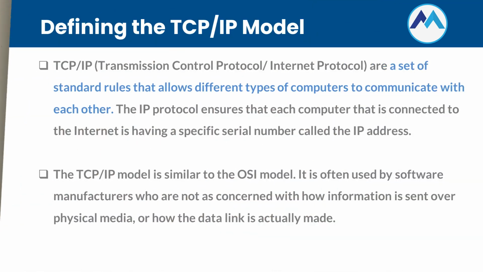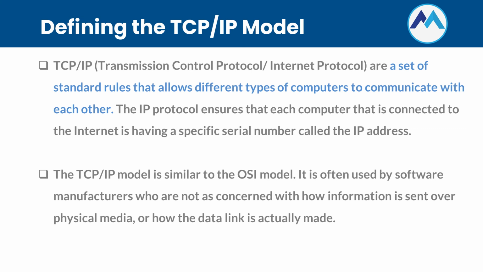Then as we come to the end of this lesson, it's also good that we define the TCP/IP model. We have just looked at the OSI model, and we have another model referred to as the TCP/IP model. The Transmission Control Protocol and the Internet Protocol are a set of standard rules that allow different types of computers to communicate with each other. The IP protocol ensures that each computer connected to the internet has a specific serial number called the IP address, a unique number.